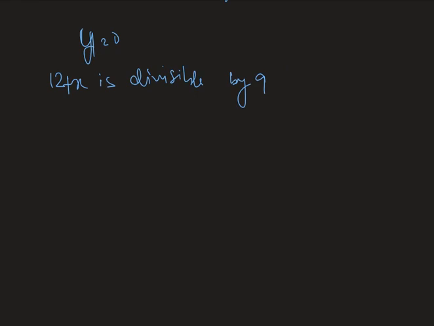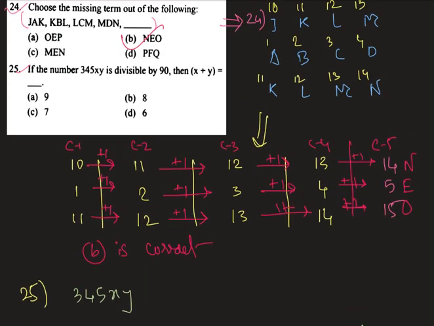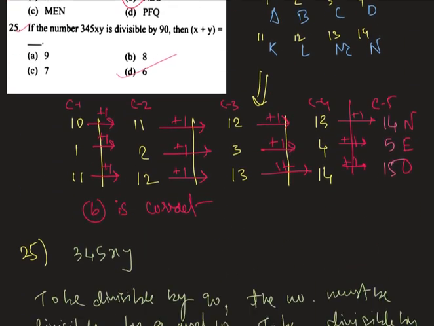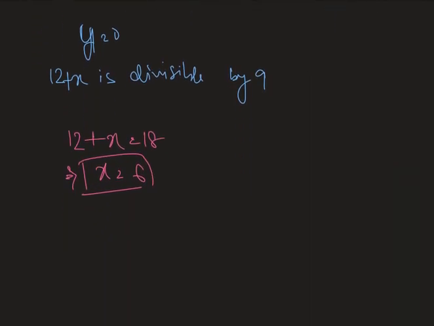12 plus x is divisible by 9. Therefore, 12 plus x must be 18, as this will be the minimum 2-digit number which is divisible by 9. Therefore, the value of x is 6. Hence, our correct answer is option D. D is the correct answer.